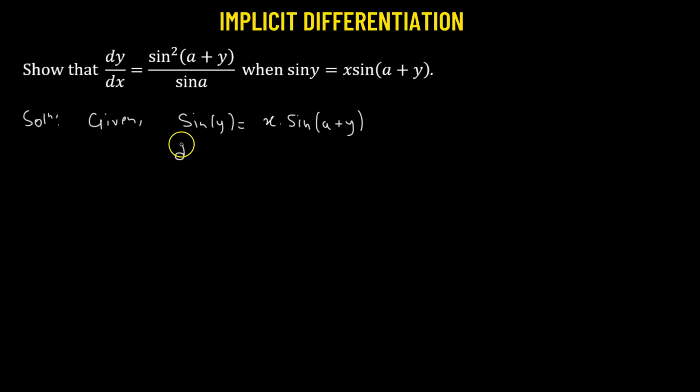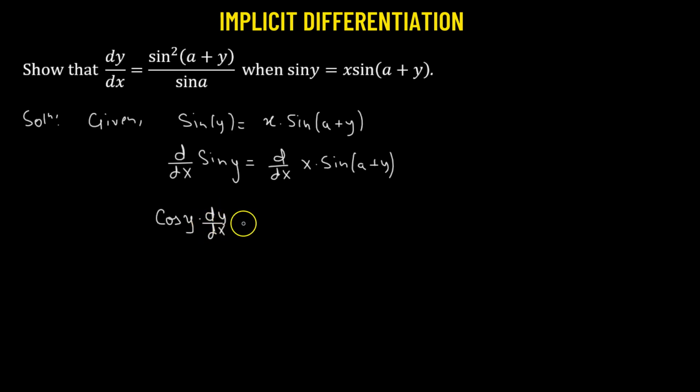Let's take the derivative on both sides with respect to x. We have the derivative with respect to x of sin y, which equals the derivative with respect to x of x times sin(a + y). We know the derivative of the sine function gives us the cosine function. Since we have y, we'll have cos y, but we'll also have to multiply it by the derivative of y with respect to x, which is obtained as a consequence of the chain rule.